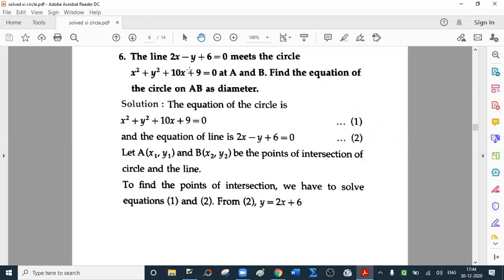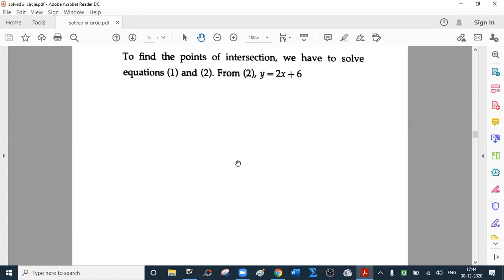The line 2x − y + 6 = 0 meets the circle at A and B. Find the equation of the circle on AB as diameter. Now this is the equation of the circle and this is the equation of the line. Let A(x1, y1) and B(x2, y2) be the points of intersection of circle and line. To find the points of intersection, we have to solve 1 and 2. From 2, what is y? 2x + 6. Put this in 1.